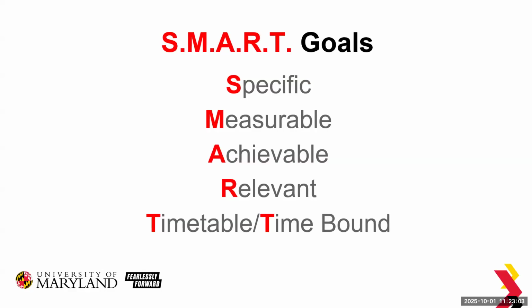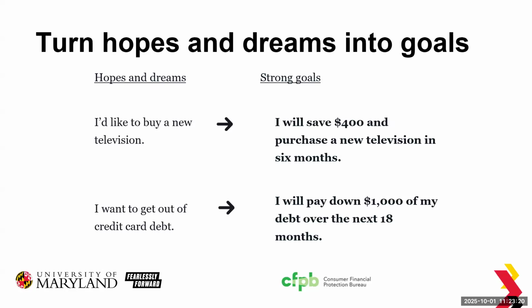When we talk about goals, they should be specific, measurable, achievable, relevant, and time bound. I'm going to give you some examples of the differences, so let me move to that. Here you can see an example from that Your Money, Your Goals toolkit. "I'd like to buy a new television," right? Well, that's more of a hope and a dream than it is a strong goal. "I will save $400 and purchase a new television in 6 months." Now you have some specific numbers that go along with that goal in a time frame, and you could even break that down and make it even stronger by having some action items, to say I'm going to save a certain amount of money every week over the next 6 months, right? You can see the difference between the hope and dream there and the strong goal.